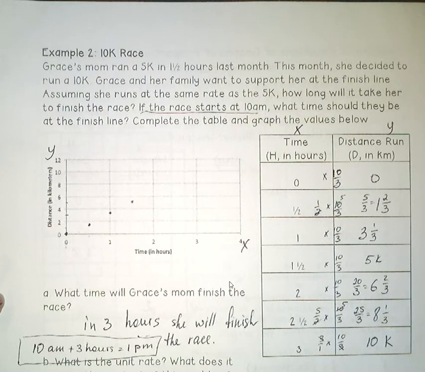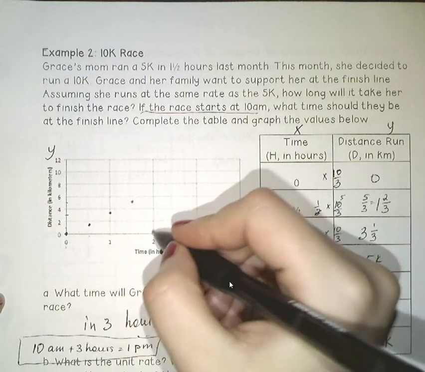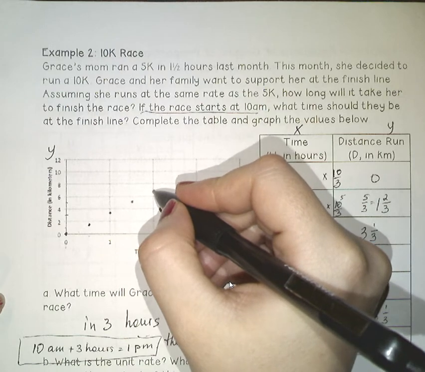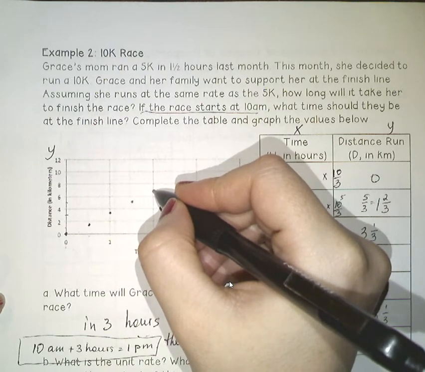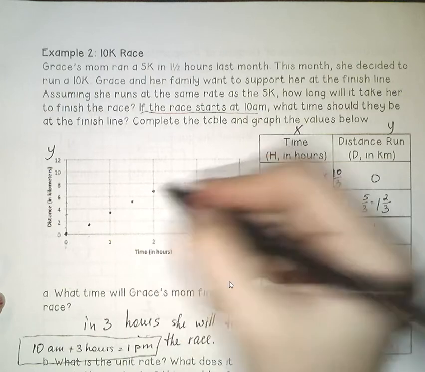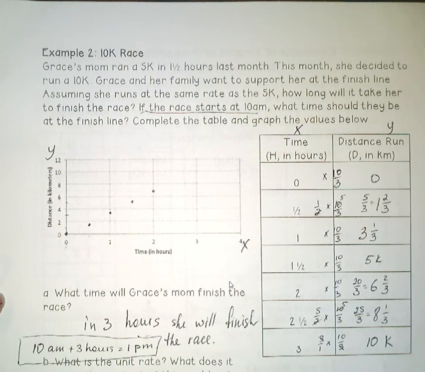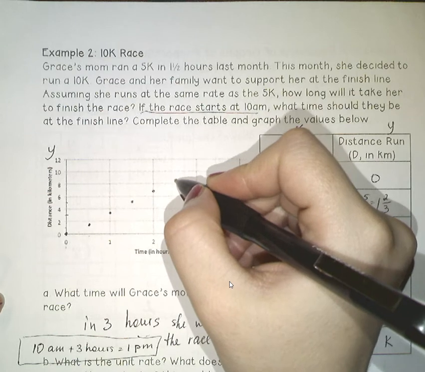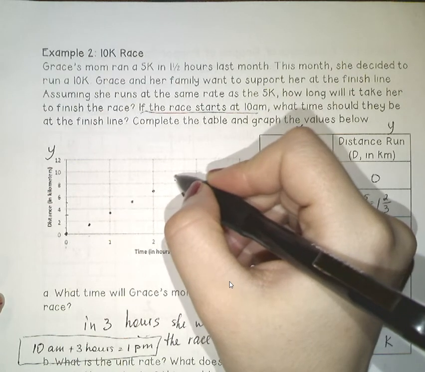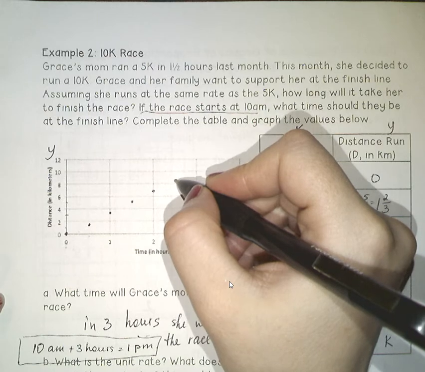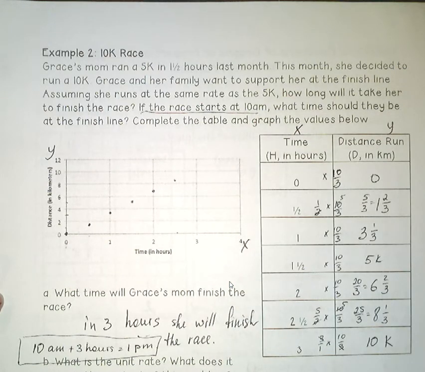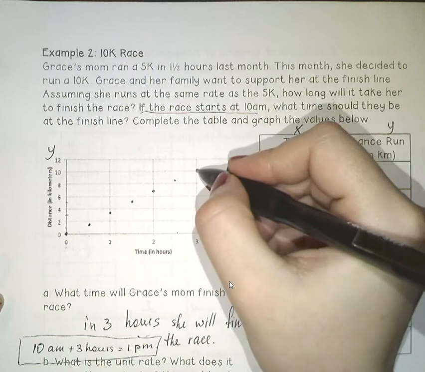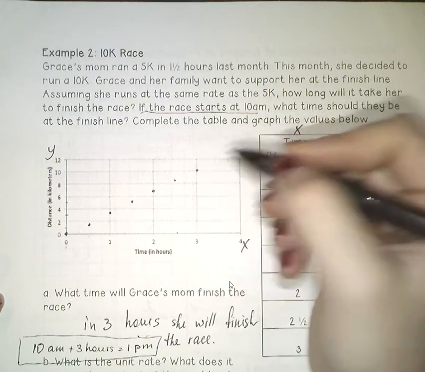In 2 hours, we have 6 and 2/3. 2 hours, 6. This is 7, so 2/3 will be somewhere right here. 2.5 hours, 8 and 1/3. 2.5 is here. 8 and 1/3 will be just after the 8. Not getting to the middle because middle is a 9, right? So somewhere here. And then we have last one, 3 hours is 10. This one is the easiest one. 10 is right here.